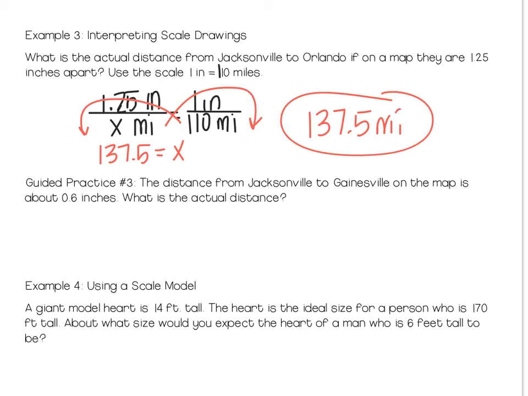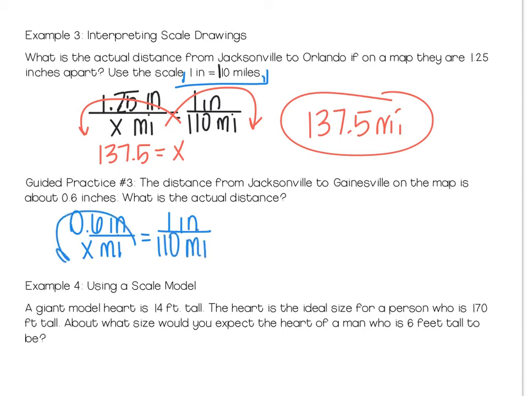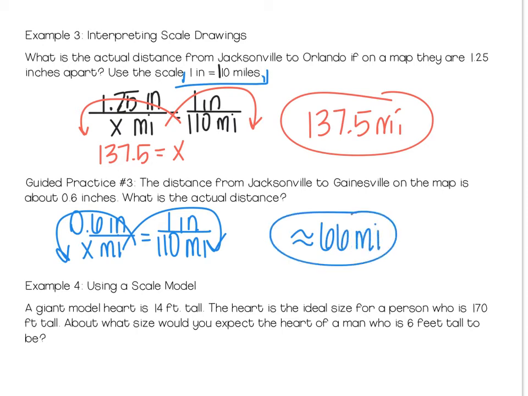Guided practice number 3. The distance from Jacksonville to Gainesville on the map is about 0.6 inches. What is the actual distance? We're still going to use our scale that we have up here. 1 inch equals 110 miles. So 0.6 inches equals X miles if 1 inch equals 110 miles. And we will do cross products, and you solve the whole proportion on your paper. But what you should get is approximately 66 miles.